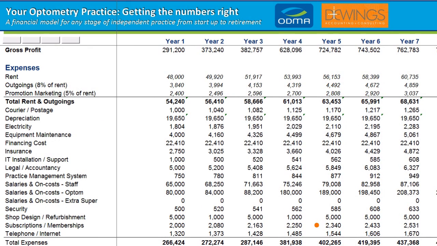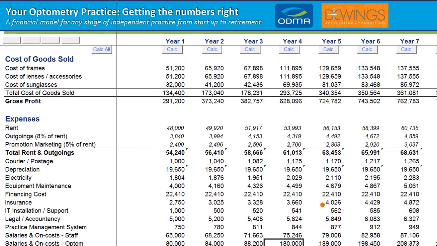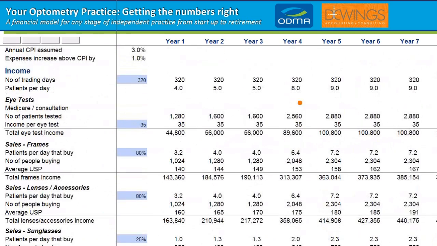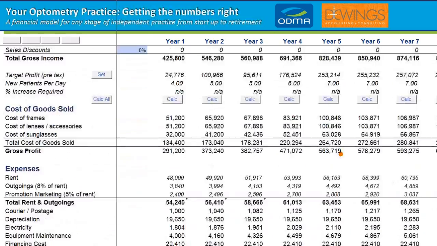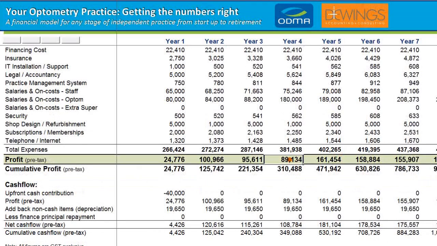So we had a profit of $176,000. Let's say you're going to pay your new optometrist to come on board. But worst case scenario, you don't see any new patients coming in the door. So let's take this 8 down to 6. Are you able to still make a profit? It turns out in this model that you are.